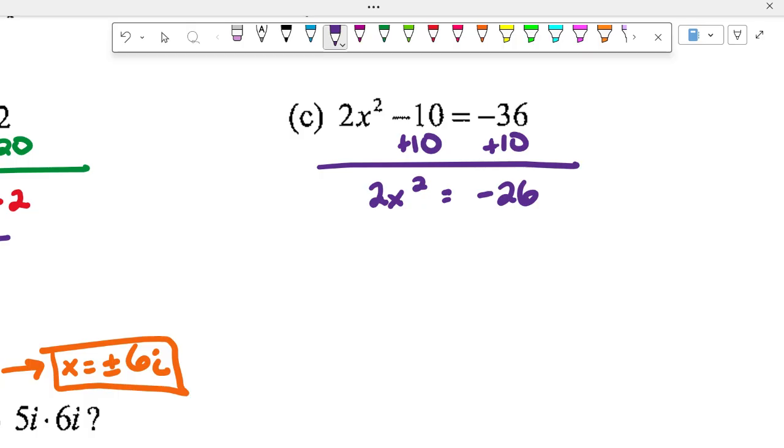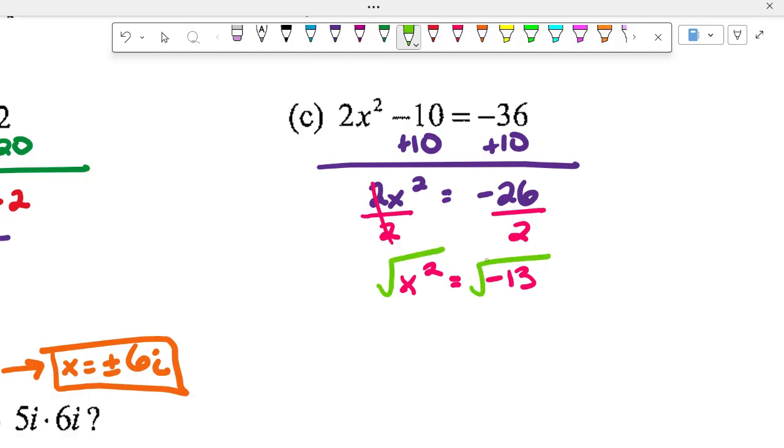What's my next step, Olivia? Right, divide by 2 on both sides. So I get x squared is equal to negative 13. What's my next step, Rajan? Square root. That goes away. I get x is equal to plus or minus the square root of negative 13.